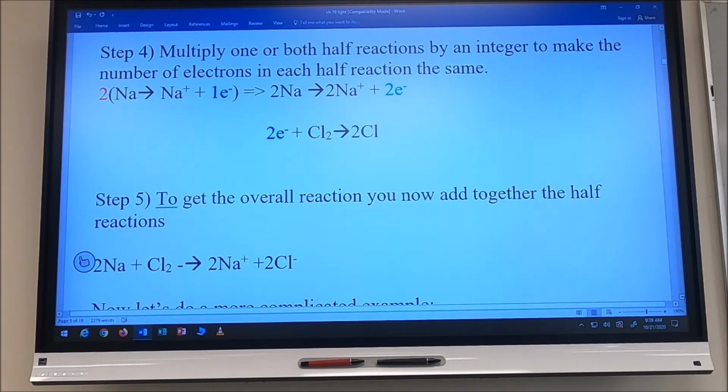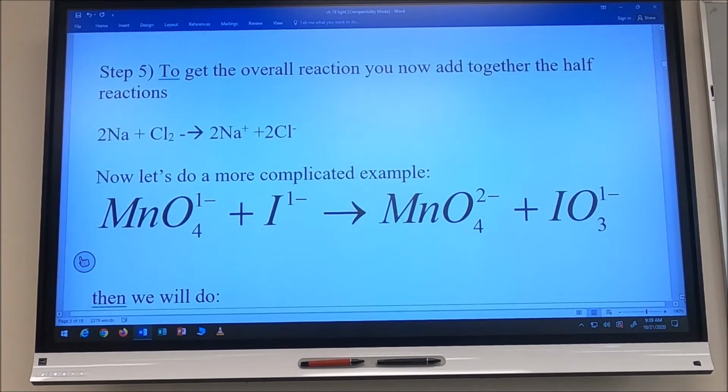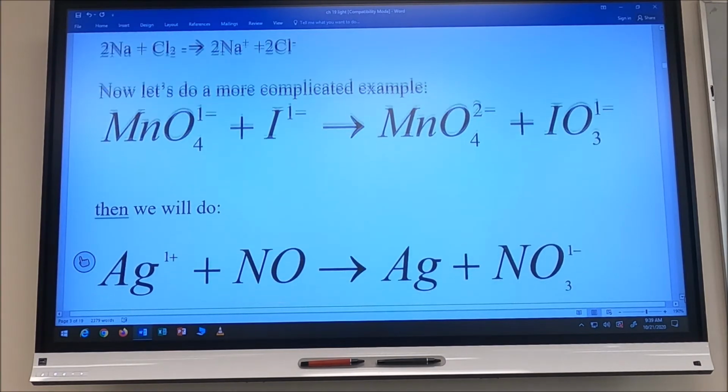Lastly, once the number of electrons are the same for the 2 half reactions, you add them together to get your overall net ionic equation. So when we do this with this example, 2 sodiums plus a chlorine molecule goes to 2 sodium ions and 2 chloride ions. And that's our net ionic equation.